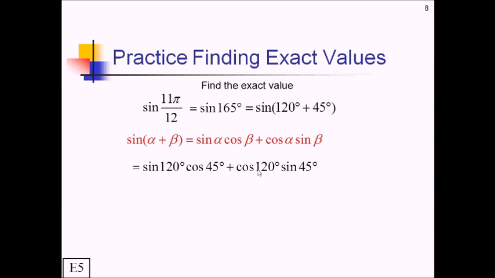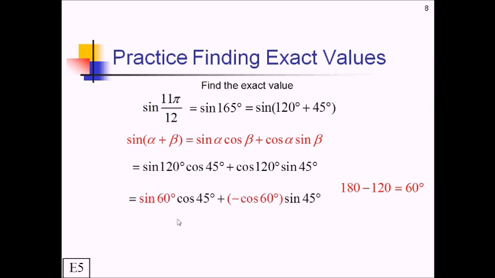So 120, the reference angle for that is just 180 minus 120, or 60. Rewriting this with 60 now, we have to pay attention to what quadrant we're in. Sine is positive in the second quadrant, so we can rewrite this as positive sine of 60. Cosine's negative in quadrant 2, to the left of the y-axis, so this will be a negative cosine of 60 over here. And that will make a difference, of course, in the final answer.